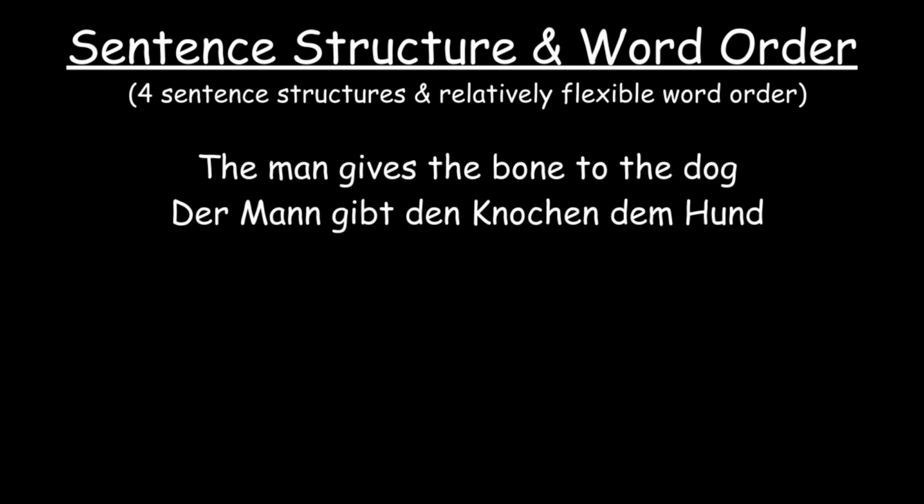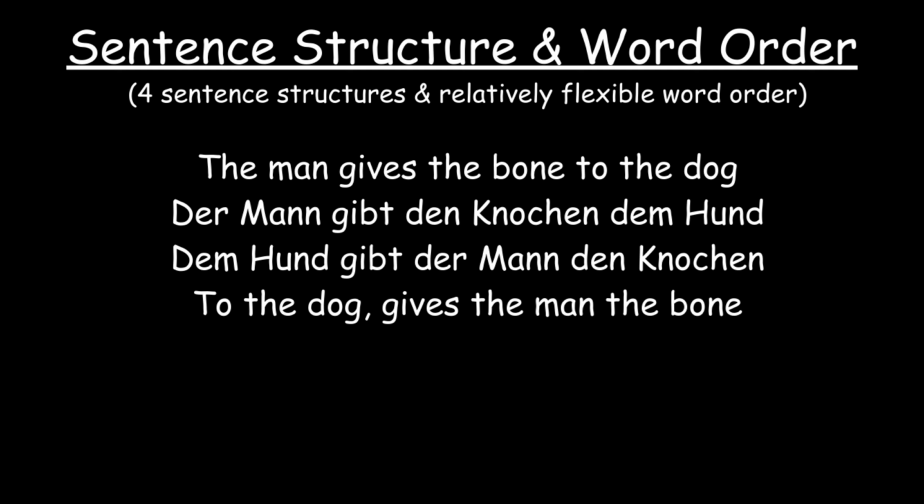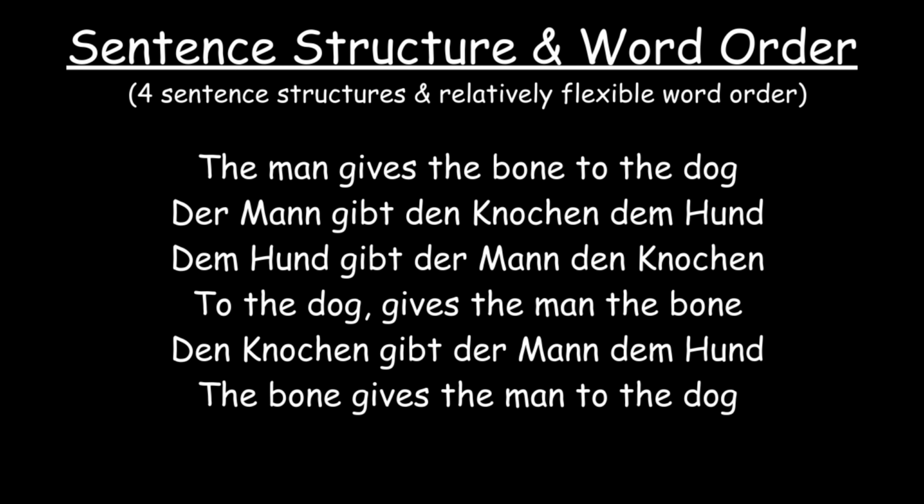For instance, in German, we can say, the man gives the bone to the dog in 3 different orders, all while keeping the same meaning in every sentence. Der Mann gibt den Knochen dem Hund. The man gives the bone to the dog. Dem Hund gibt der Mann den Knochen. To the dog gives the man the bone. Den Knochen gibt der Mann dem Hund. The bone gives the man to the dog.